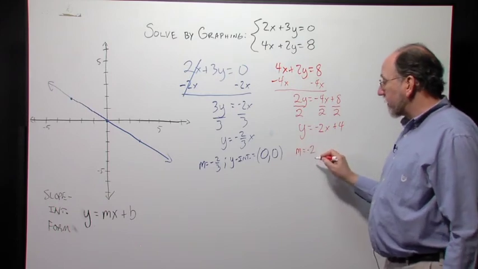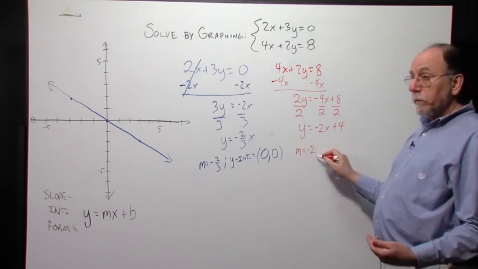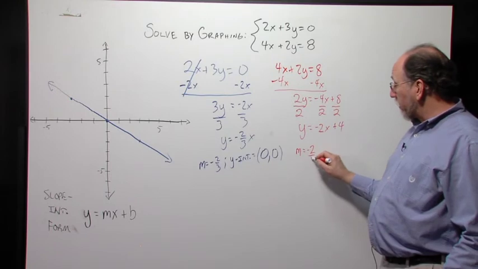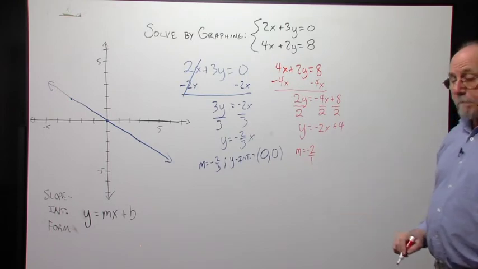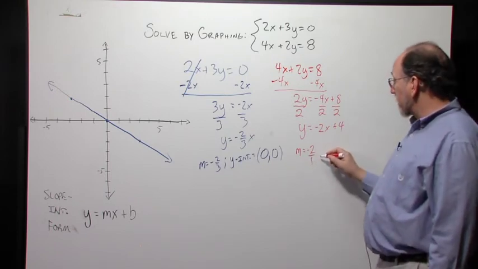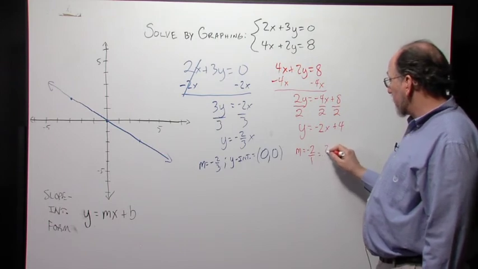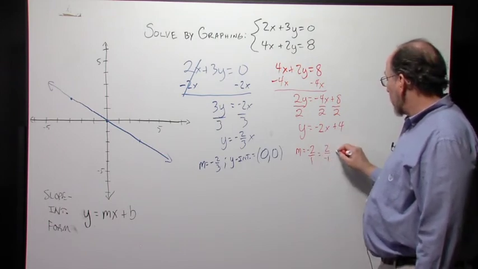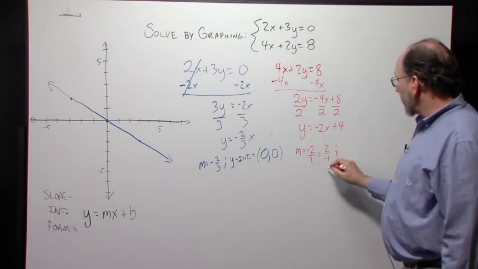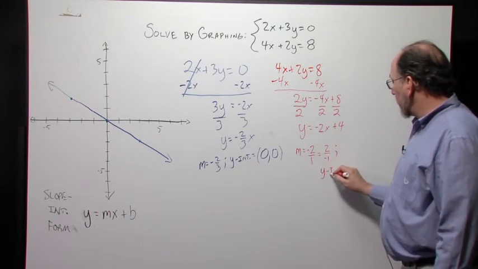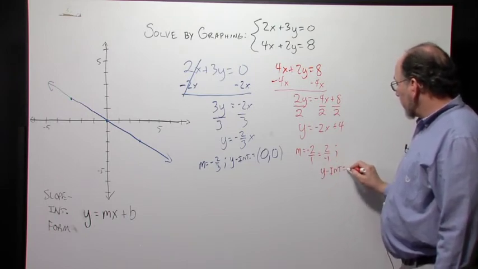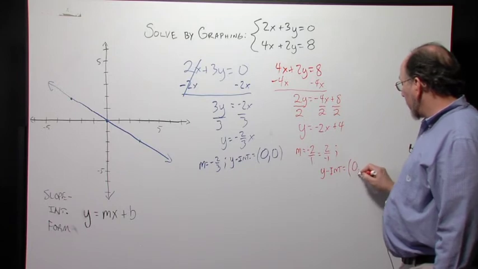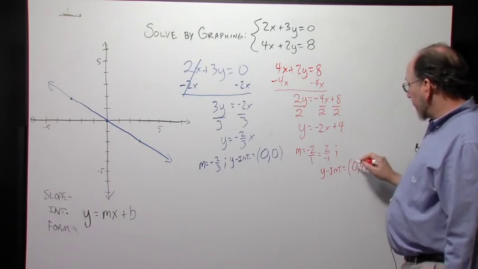And let's list its slope and y-intercept. The slope of this one is negative 2. To use the rise over run, we can put that over 1. Again, the negative sign can go on either one. I could write it as 2 over negative 1. And this y-intercept, let's put it down here, is a point, 0, and 4 is the b value.